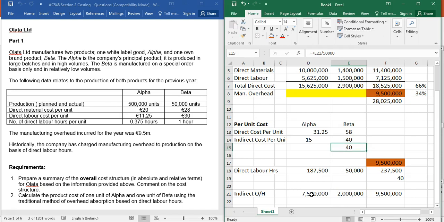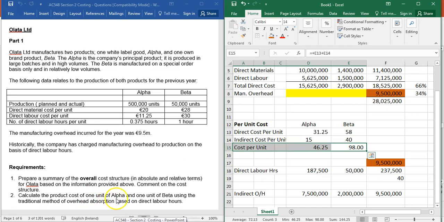So as I said, that's just to illustrate, you don't have to do both methods, but to illustrate that both are equally acceptable and they will come to the same answer. So the cost per unit here is indirect plus direct, 46.25 and 98. And that's what you're asked, so make sure you answer what's asked. Calculate the product cost of 1 unit of alpha and 1 unit of beta. So that's your 46.25 and your 98. And that's your starting point.